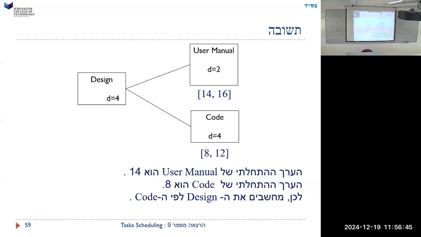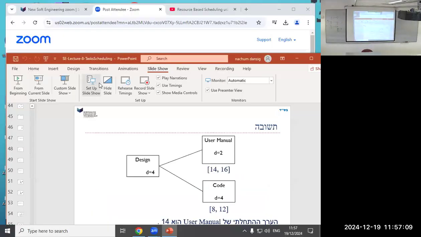So he says the beginning time for user manual is 14, and the beginning time for code is 8. Well, we know that. Well, then we do go according to design. We didn't explain why, but it has to be like that. Okay, fine. That one at least makes some sense. That's it.